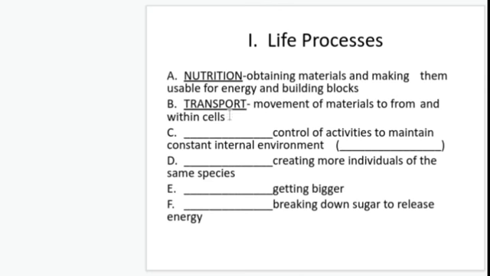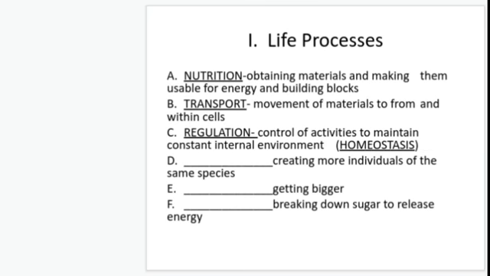Then you have to move them to your cells by transport. Once they get to your cells, there are various things you can do, but to make all this happen, you must regulate your body. So you do the life process of regulation. And in the process, you keep the constant temperature and a constant blood pressure, so you're able to maintain homeostasis.